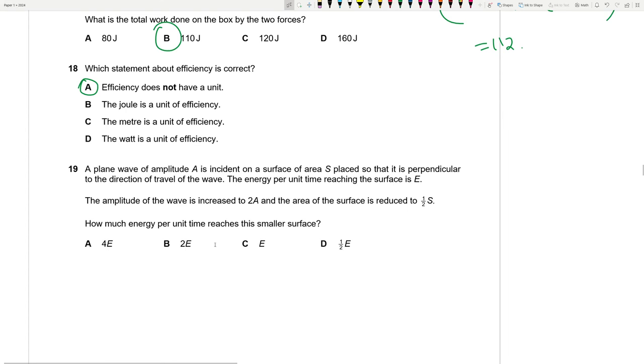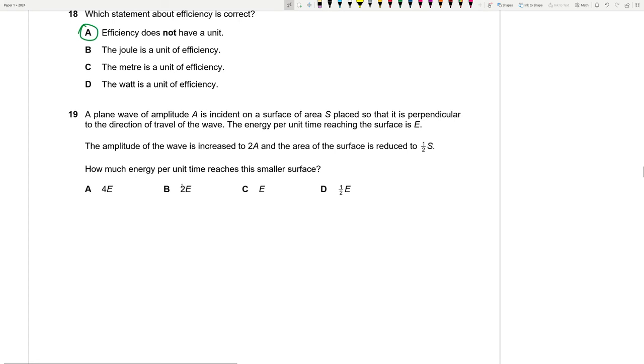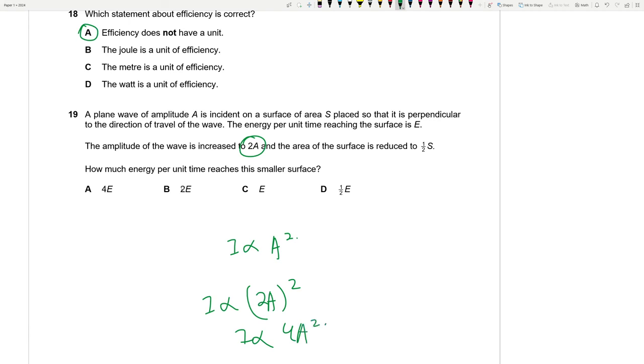19. A plane wave of amplitude A is incident on a surface area of S placed so that it is perpendicular to the direction of travel of the wave. The energy per unit time reaching the surface is E. The amplitude of the wave is increased to 2A and the surface area is reduced to half S. How much energy per unit time reaches this smaller surface? Okay, so we know that intensity is proportional to amplitude square. So if you double the amplitude, the intensity becomes 4 times. Energy per unit time is basically intensity.